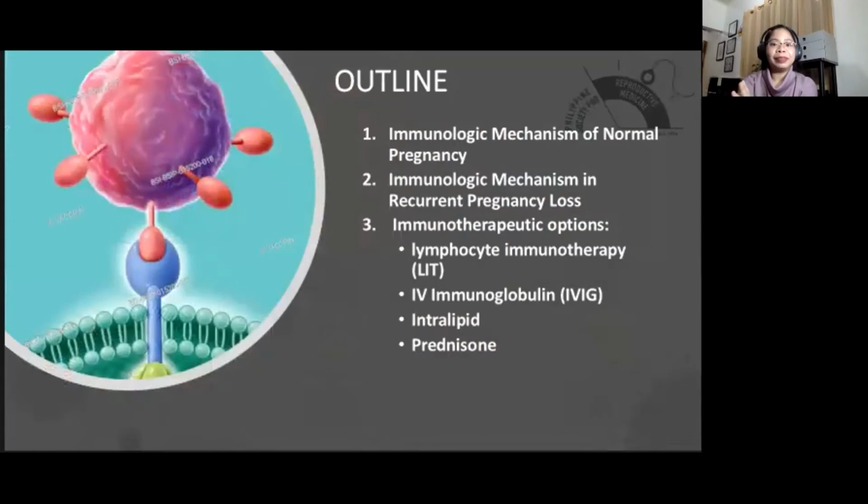I first discuss the immunologic mechanisms in both the normal pregnancy and patients with RPL, and then I go on to discuss the different immunotherapeutic options. However, because of time constraints, I will just focus on treatments that directly target immune factors or interactions, such as allogeneic lymphocyte immunization, intravenous immunoglobulin, intralipid, and prednisone. I would no longer tackle heparin, aspirin, and progesterone, although we all know that these treatments have immunomodulatory properties. Now, these treatments also have been extensively reviewed in so many literature.